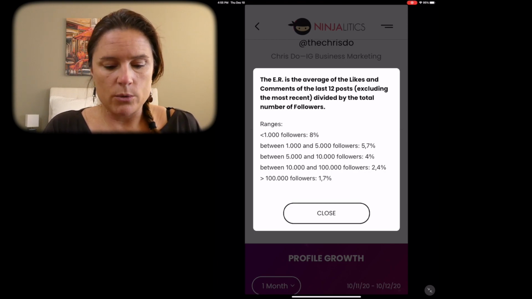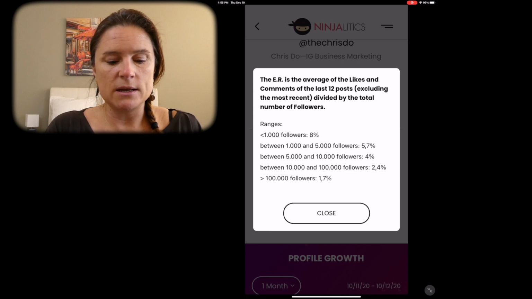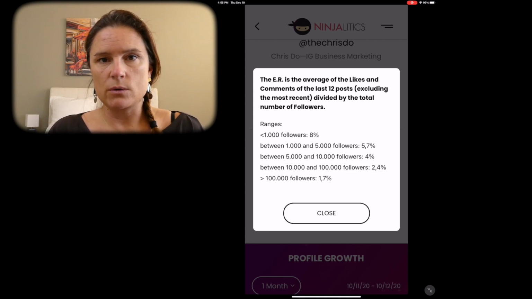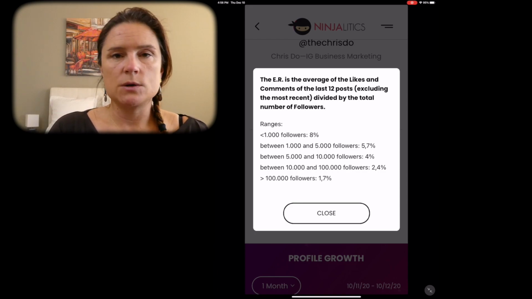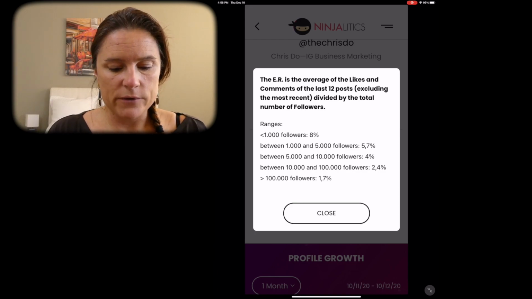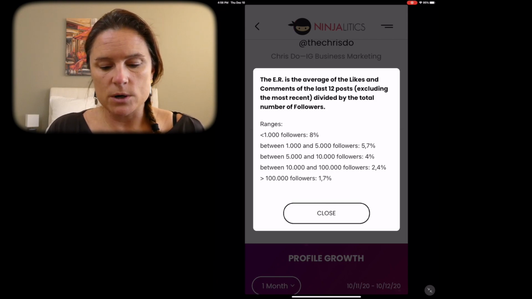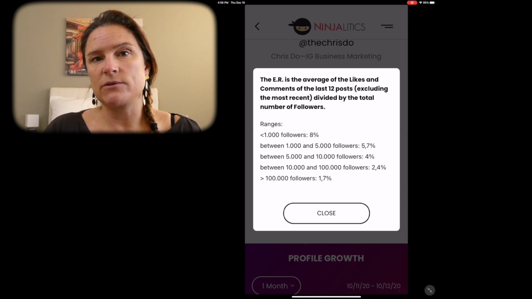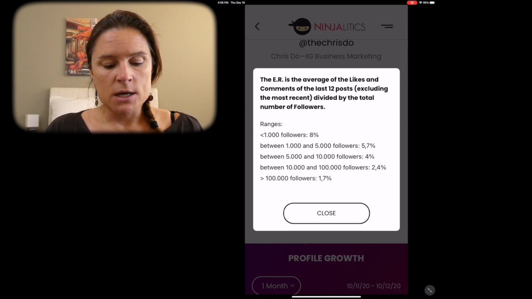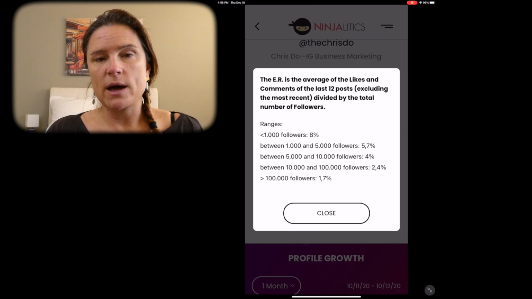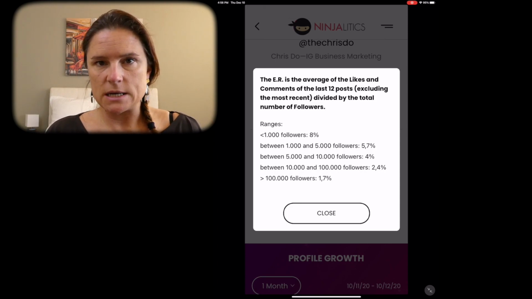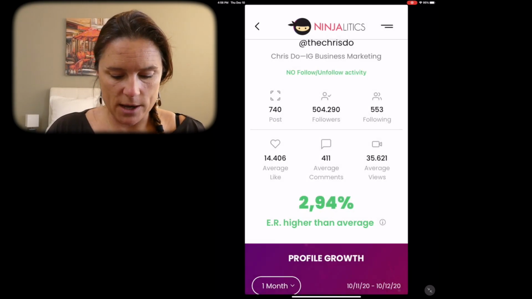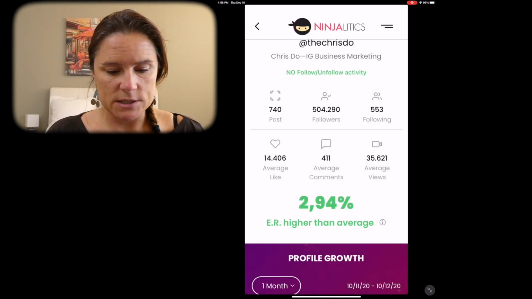What the number is telling you here is that if you have less than 1,000 followers, you should have an engagement rate above 8%, so 8% or more. If you are between 1,000 and 5,000 followers, then you need an engagement rate of at least 5.7%, etc. So here, knowing that Christo has 5,000 followers, an engagement rate of 3% is great, okay? It's just giving you an indication.